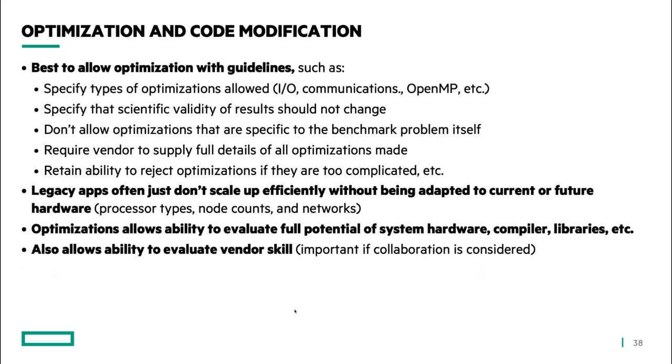Optimization and code modifications. Overall, we think it's best to allow optimizations within some guidelines. Quite frankly, most legacy applications won't just scale up efficiently unless they've been adapted to either the current or future hardware. Optimizations allow us to show you the full potential of system hardware, compilers, and libraries, as well as showing us what type of skills the vendor has to help support you in future collaboration.